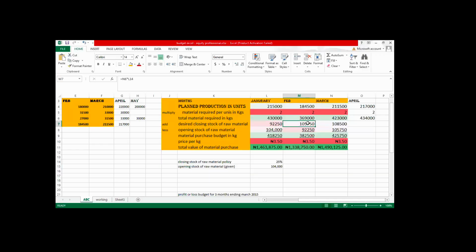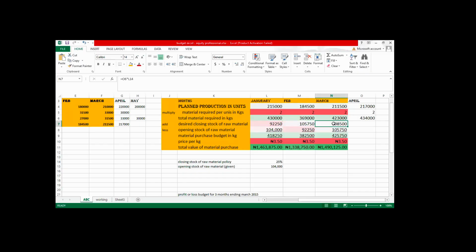I will now come to February. Policy says 25% of following month production requirement. The following month is March. March requirement is 423,000. I will now compute 25% of 423,000 kg. Please compute. 105,750, sir. Good.